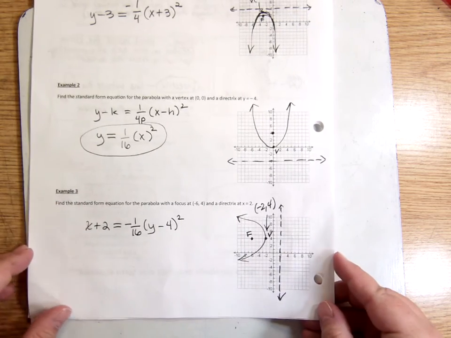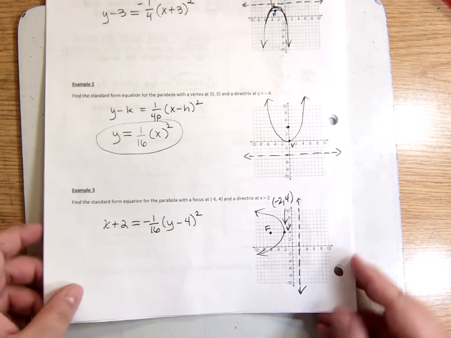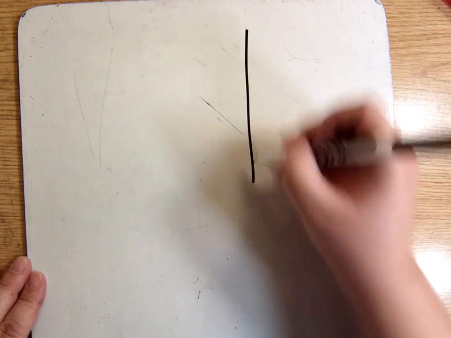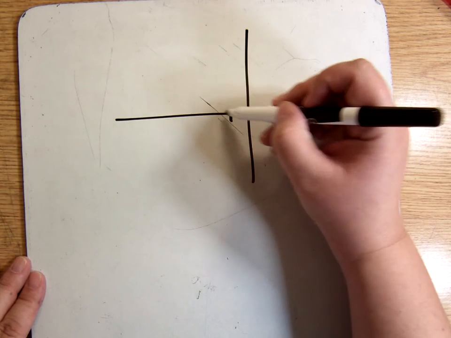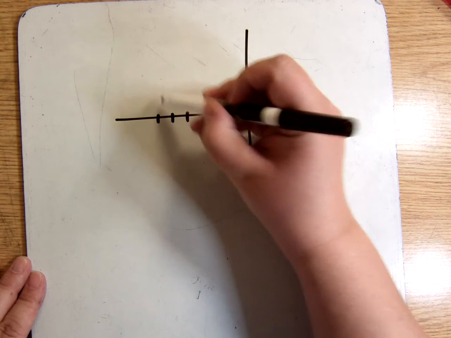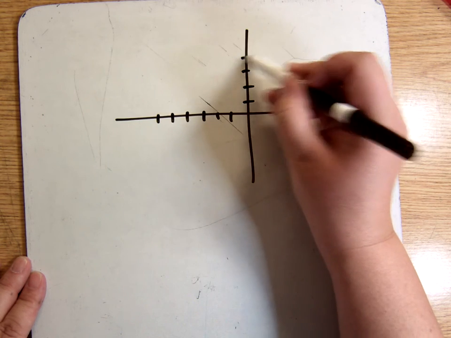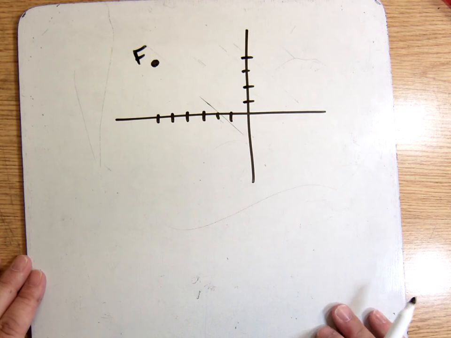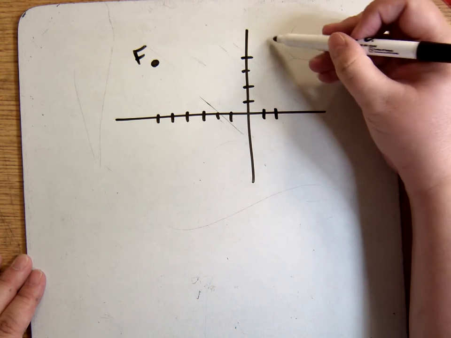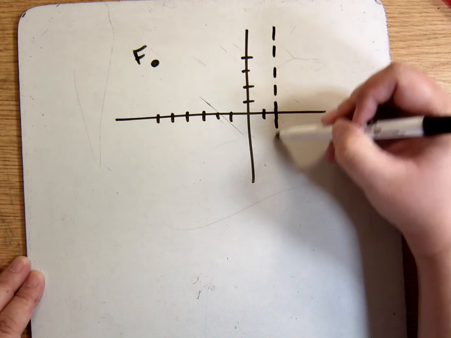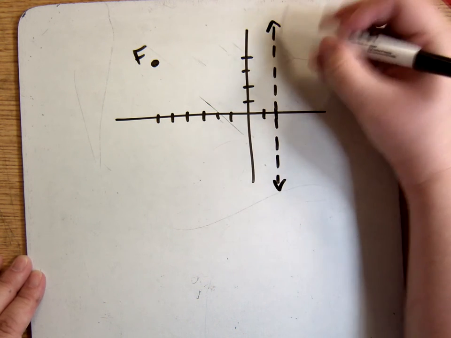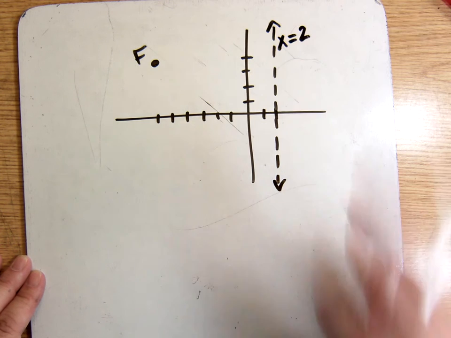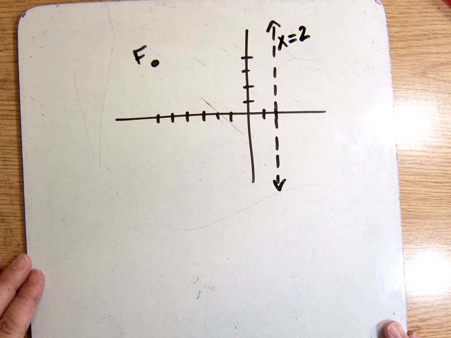We didn't maybe finish completely the third one, so I'm going to go back over that one. The third one says, find the standard form equation for the parabola with a focus at (-6, 4). So -6, then 1, 2, 3, 4. Here it is. That's the focus. And a directrix at x equals 2. So that's 2 to the right. Remember that x equals is always a vertical line, up and down, because it means the set of all points that have an x value of 2.